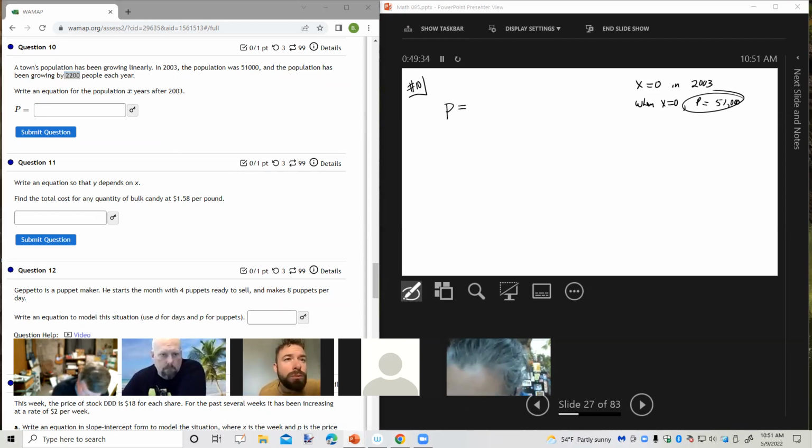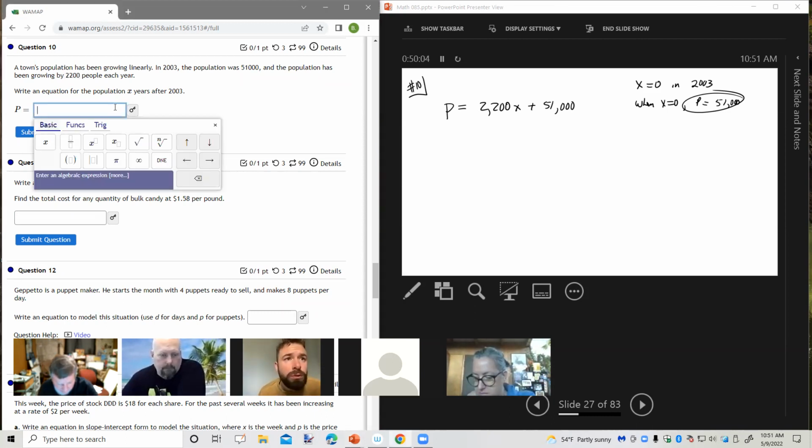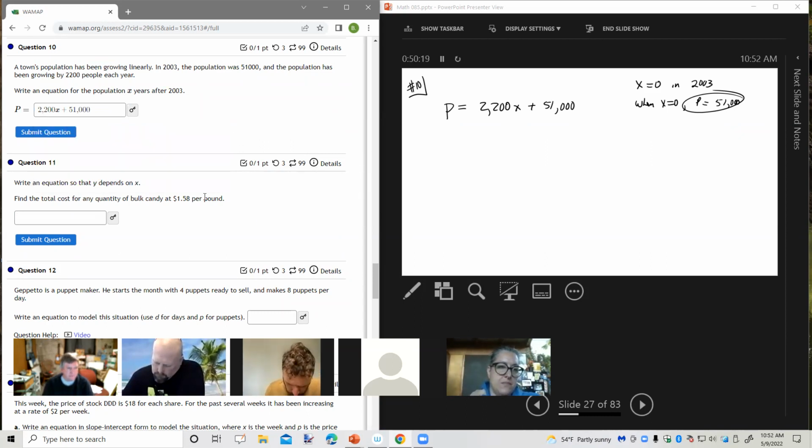So P equals, let's see, 2200 times X plus 51,000. Our starting value is 51,000, and it's growing at a rate of 2,200 per year, sorry. So we're going to have 2,200 and then X plus 51,000. Okay. Let's check it there. There we go. Any questions about this example?